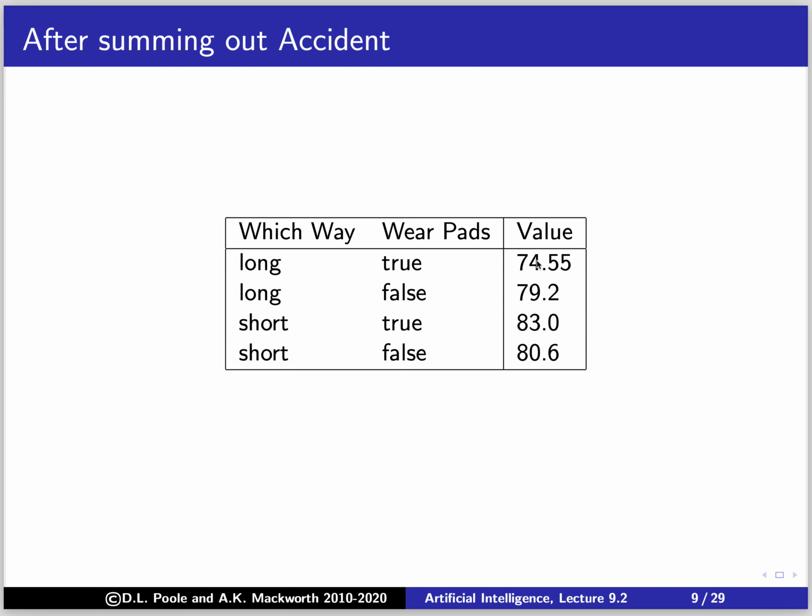We end up with this factor. For each combination of which way and wear pads, true or false, there's a value, and we want to select the maximum one. So the optimal decision is to go the short way and wear pads, and it has a value of 83. Each of the other combinations is worse off. Next time we're going to look at sequential decisions.